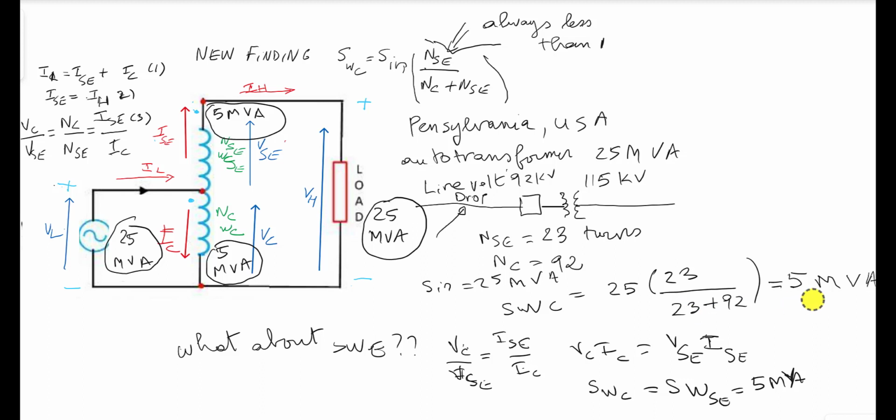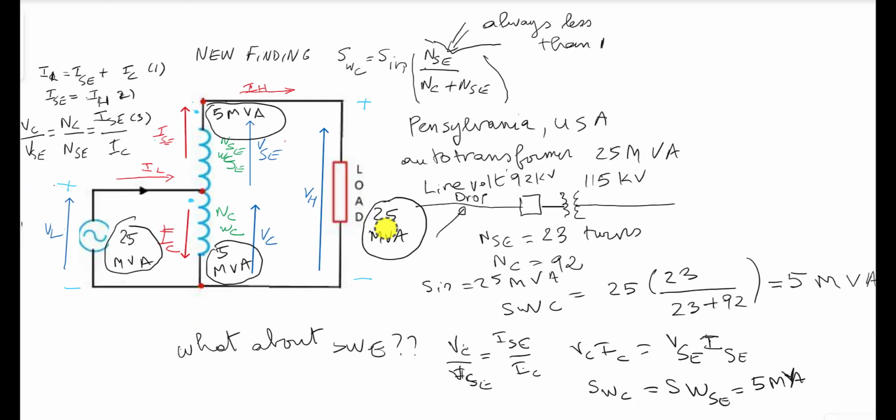5 MVA. So what about the winding via the series? If we use VC over VSE equal to ISC over IC, we get this, and obviously VC times IC is SWC and VSE times ISC is SWSE. So the MVA in the common winding is equal to the MVA in the series winding. So we're also going to get 5 MVA.